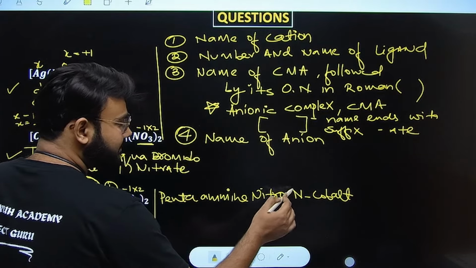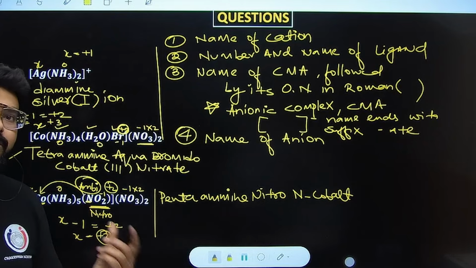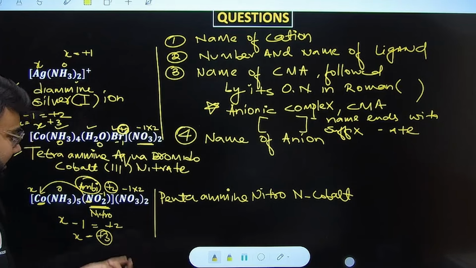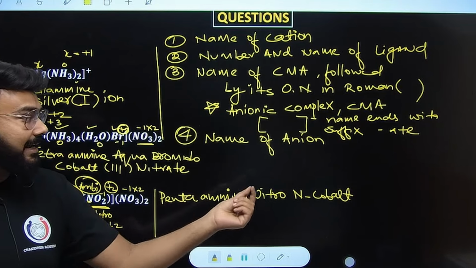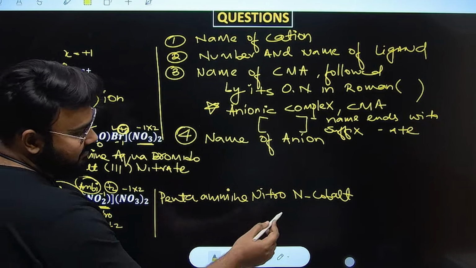Why are we writing this N? Because when it's an ambidentate ligand, you have to indicate the first alphabet. Who is the donor center? Nitrogen is the donor center in nitro, NO2. So we will write N and then write the central metal atom name, cobalt. Okay, that is the extended rule.